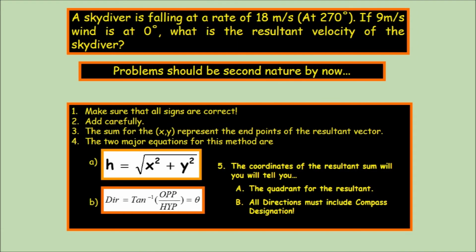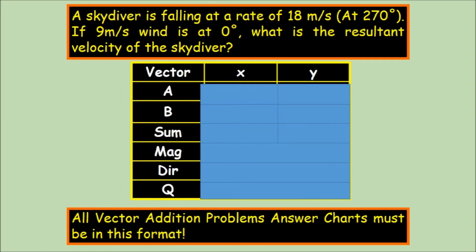A skydiver is falling at a rate of 18 meters per second at 270 degrees. If a 9 meters per second wind is at 0 degrees, what is the resultant velocity of the skydiver? These problems should be second nature now. Here is a review of the methodology that we're using. None of this should be much of a surprise to you. Again, here's the problem delineated, and we will do the problem.